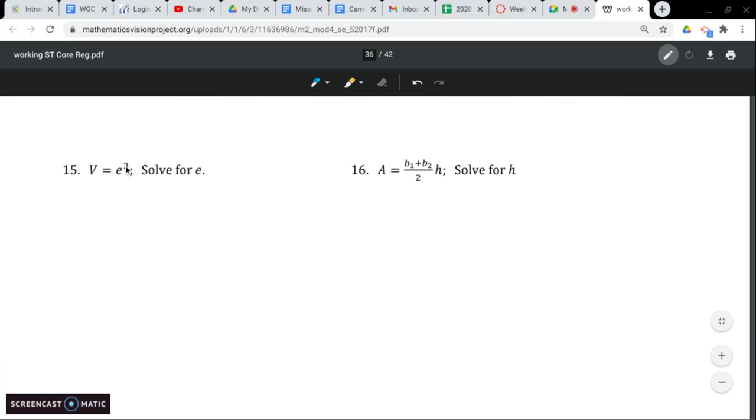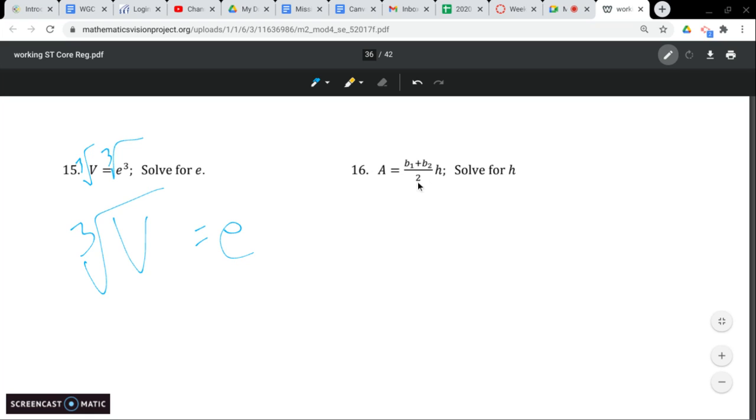All right, the next one we're looking at, number 15, v equals e cubed. Solve for e. So if we take the square root to get rid of a square, we'll take the cubed root to get rid of a cube. So the cubed root of v equals e. There's our answer.